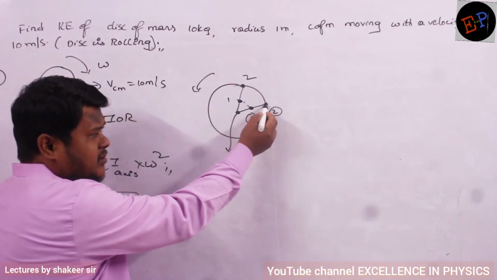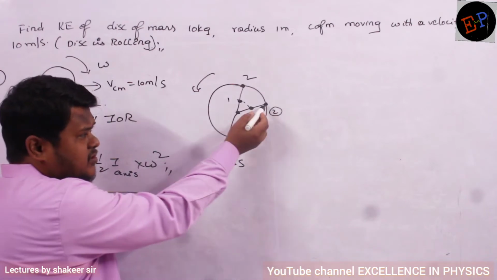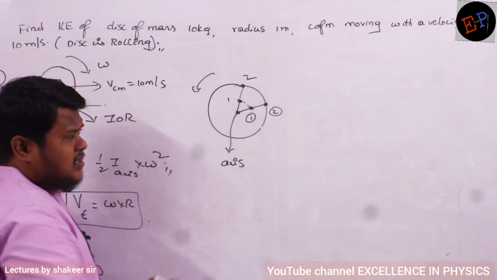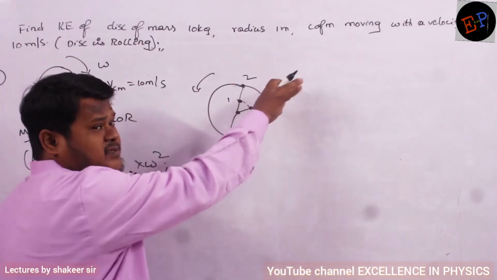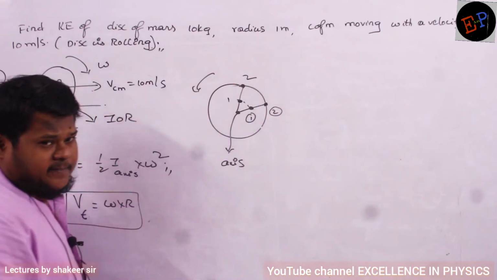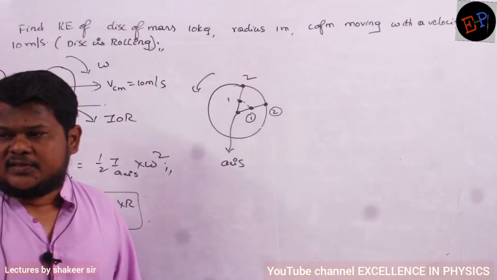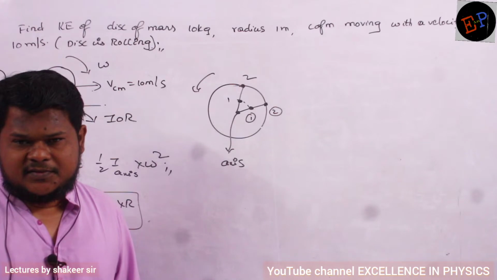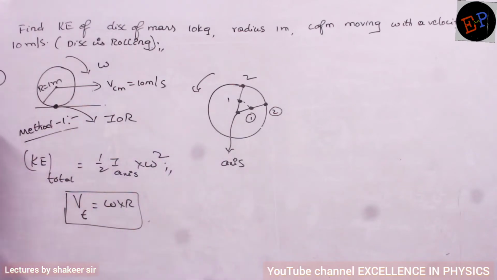Tangential speed of point number 2 should be greater, no? Because it should cover greater distance. It means if I move away from the axis, tangential speed continuously increases. That's what we have studied, no? Same point applies here also.